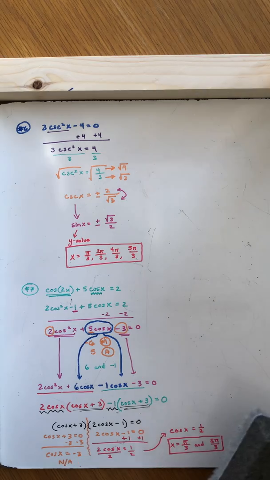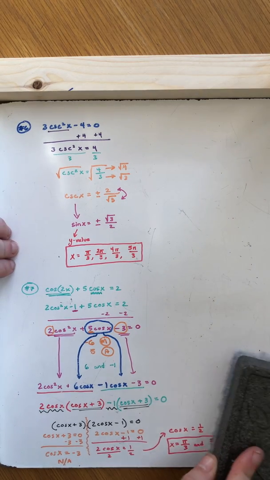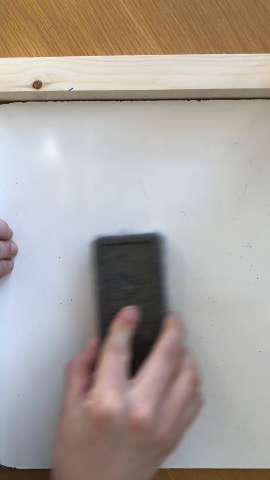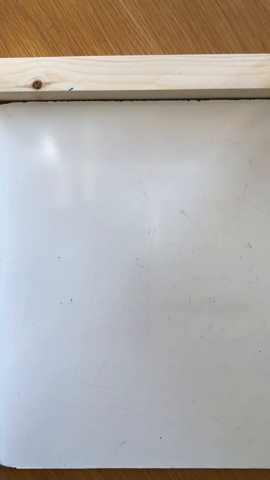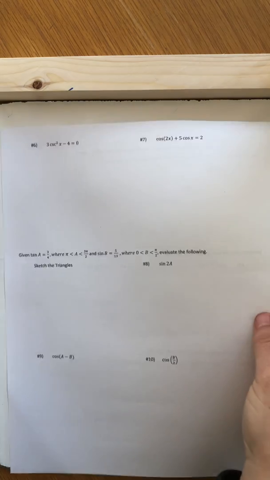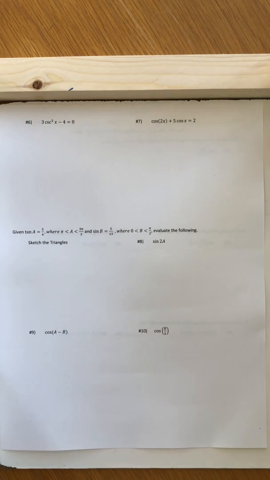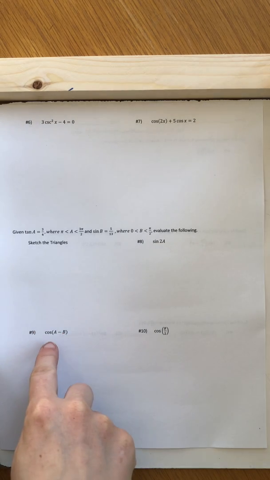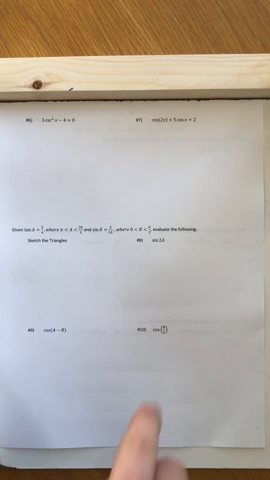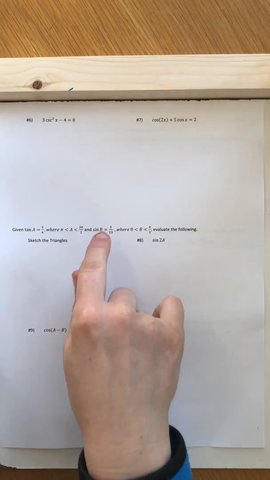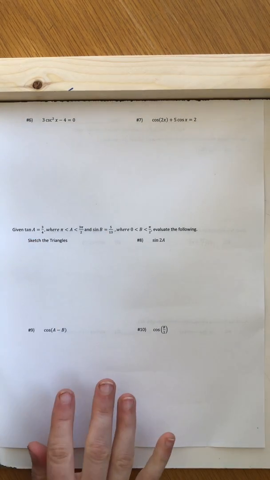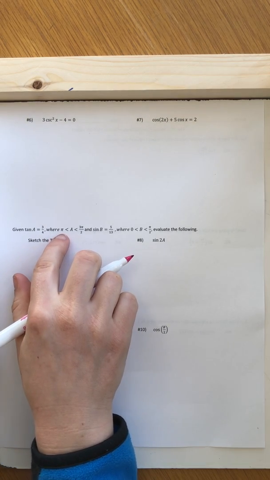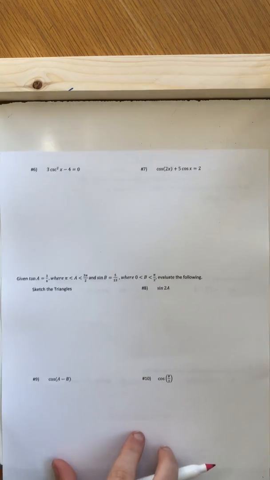So we finished up all the solving problems that were on your test. Now we have to do the double, the difference, and the half formula for the 2 triangles that they gave us. So they told us that tangent of A equals 3/4, and A is between pi and 3 pi over 2.